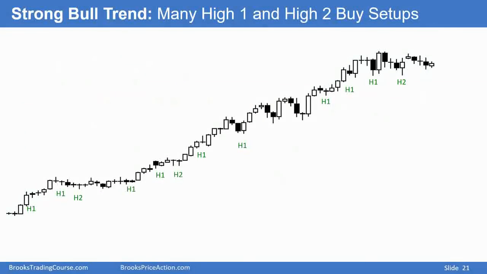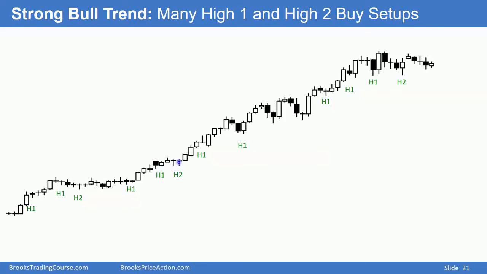Here we have a bull trend with many examples. This bar went above that bar, a high 1, but the pullback continued, so we have a high 2. We tried to resume up, we pulled back, high 1. We pulled back a little bit here. This high is below that high. Resumption, high 1, or you could say we just went sideways, so it's a high 2.